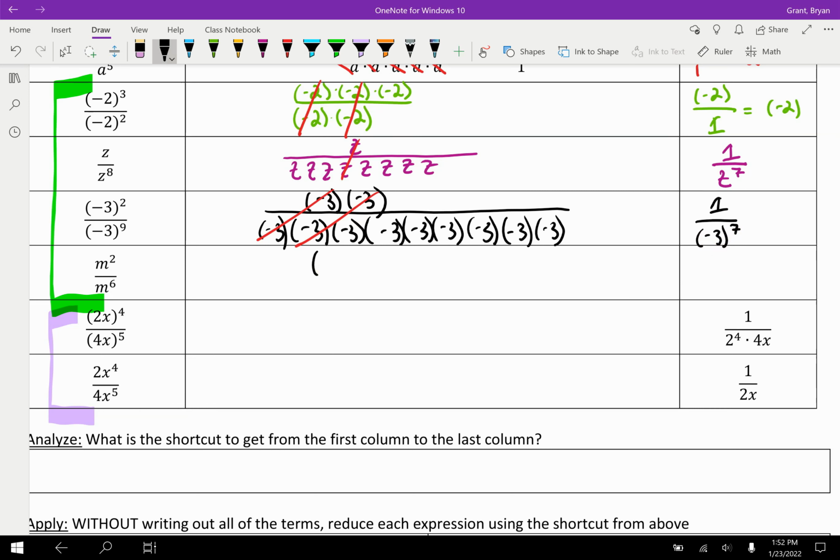Last one. We have, switch colors once more. m, oops, I almost wrote m squared. m times m divided by 6 of those. 2, 3, 4, 5, 6. There we go. Easy enough. We use a 1 as a placeholder, and there is m to the 4th in the denominator. Okay, so that's really the important part of this.